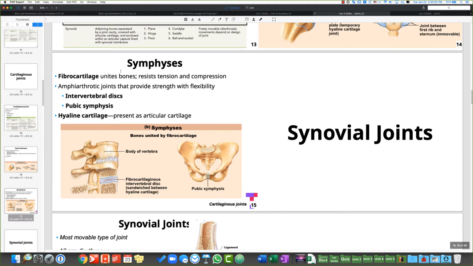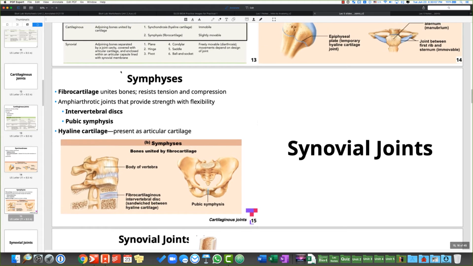Symphysis is the second type of cartilaginous joint. In this type of joint, those bones are united by fibrocartilage, and that tough material helps it withstand tension and compression. We mentioned this in the first unit. If you recall, some locations where we can find that fibrocartilage are intervertebral discs and your pubic symphysis.